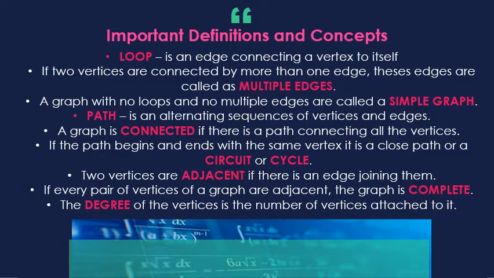Two vertices are adjacent if there is an edge joining them. If every pair of vertices of the graph is adjacent, the graph is complete. Next, the degree of a vertex is the number of edges attached to it. So the number of edges connected to a vertex is its degree.